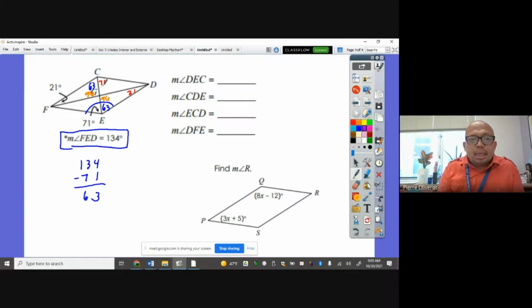And we apply the same thing over here. This is a linear pair to the 96. They're supplementary. So 180 minus 96 will give us 84. So therefore, this will be 84 here and 84 there. Okay.